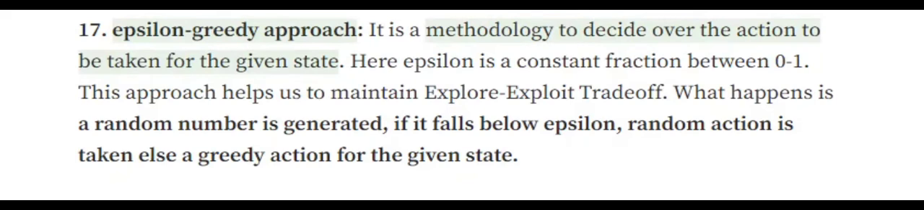How? So we'll be setting up a factor, a constant fraction between 0 and 1, that would be called epsilon. Now we'll be generating a random number. If that number is less than epsilon, then we will be taking some random action, else we will be taking some greedy action.